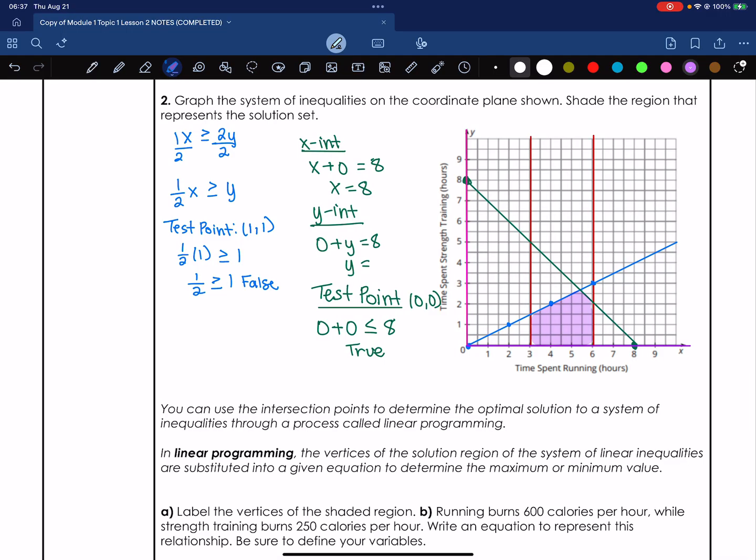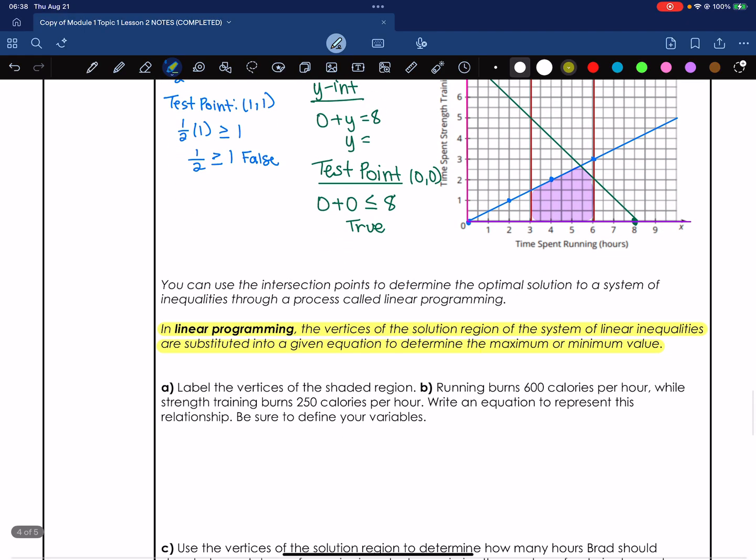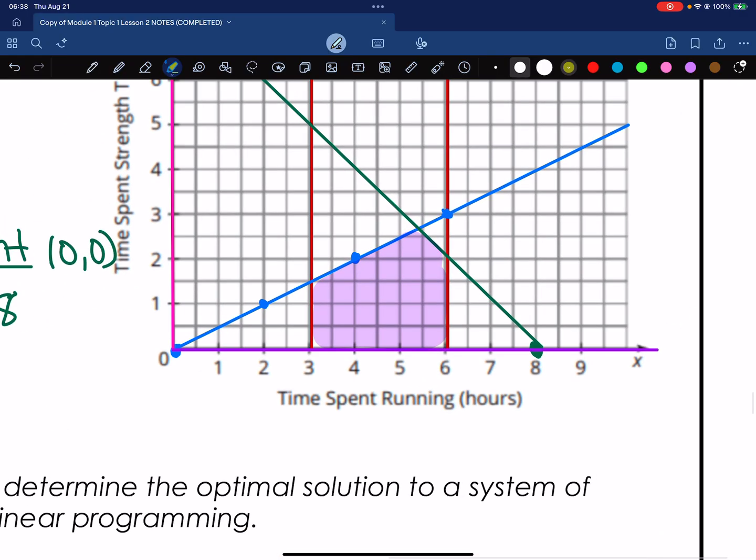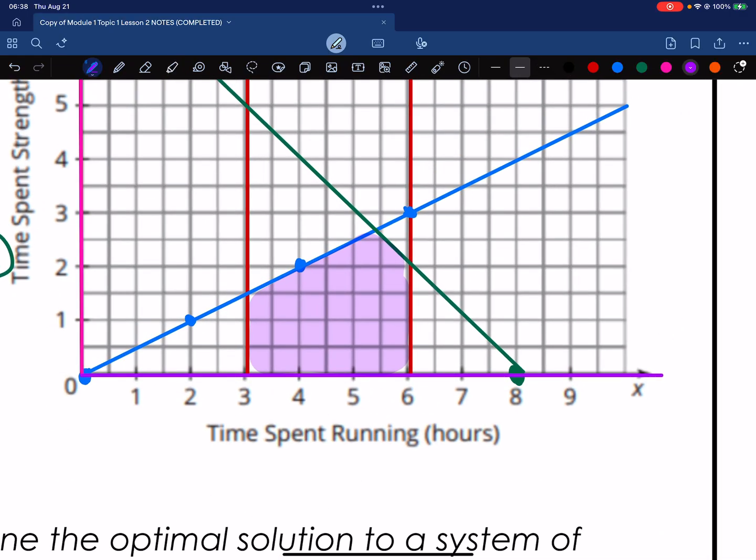Okay. So next part, you can use the intersection points to determine optimal solutions to a system of inequalities through the process called linear programming. Okay, in linear programming, the vertices of the solution region of the system of linear inequalities are substituted into a given equation to determine the maximum or minimum value. So what we want to do for part A is label the vertices in the shaded region. So the vertices are our corners. So we have one right here at 3, 0.